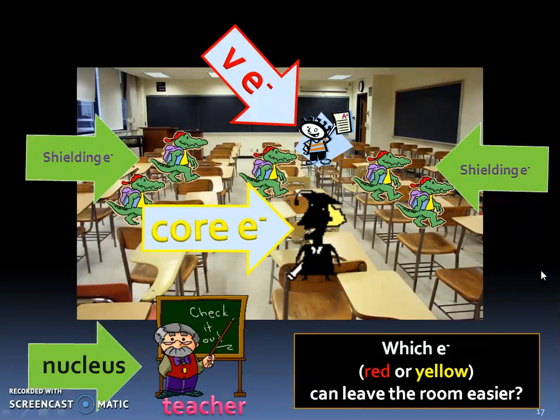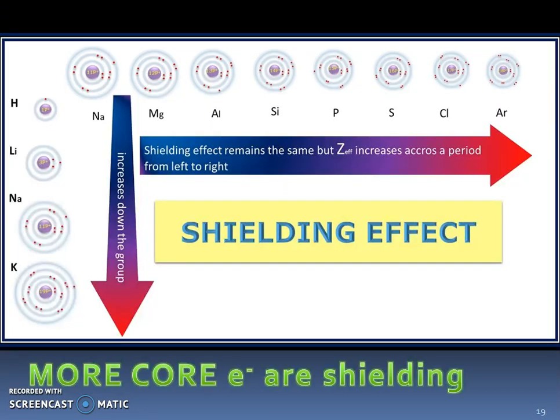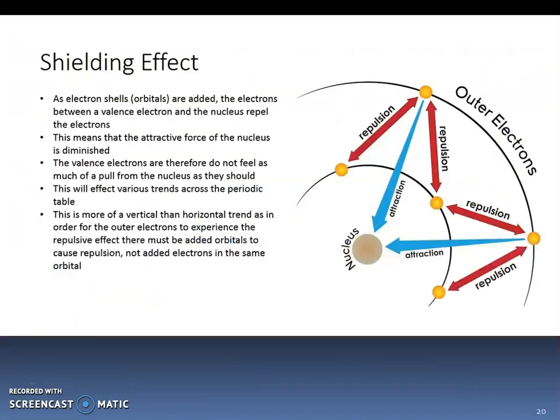So the core electrons are the shielding electrons between the nucleus and those valence electrons. Oh, yeah, and I circled it, obviously the red one. So again, what's the difference? The core are doing the shielding, and the valence are experiencing the shielding effect. So again, here's our trend. Make sure we're understanding that more core electrons are shielding. You have a greater effective nuclear charge.